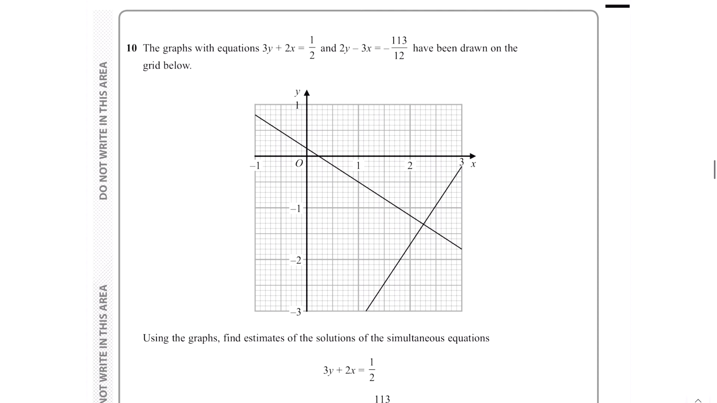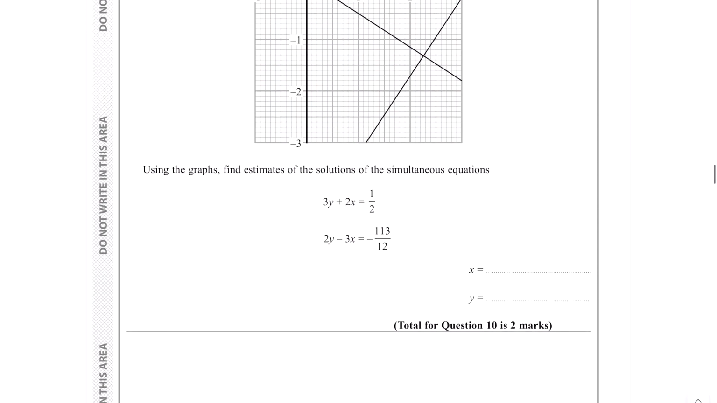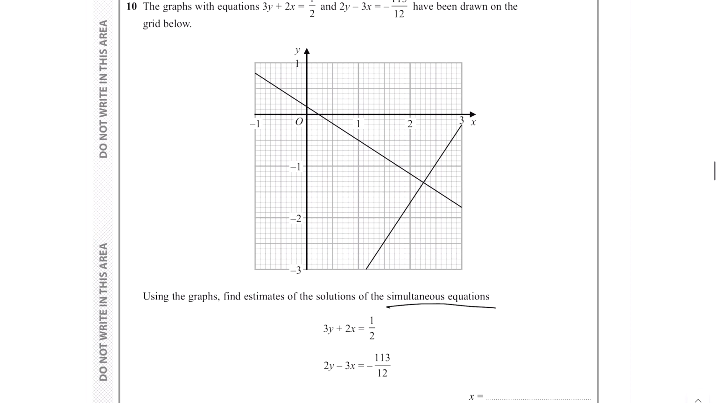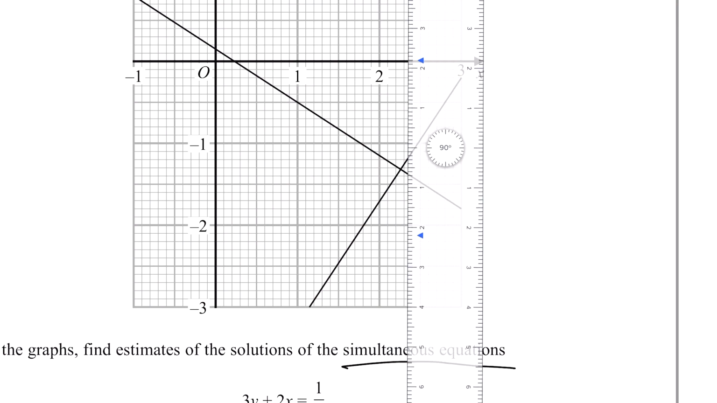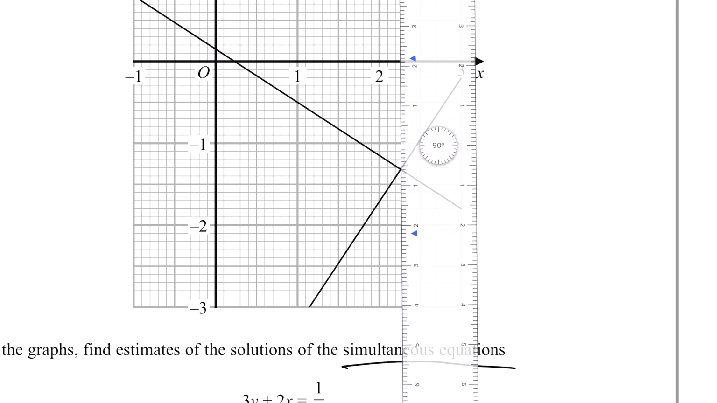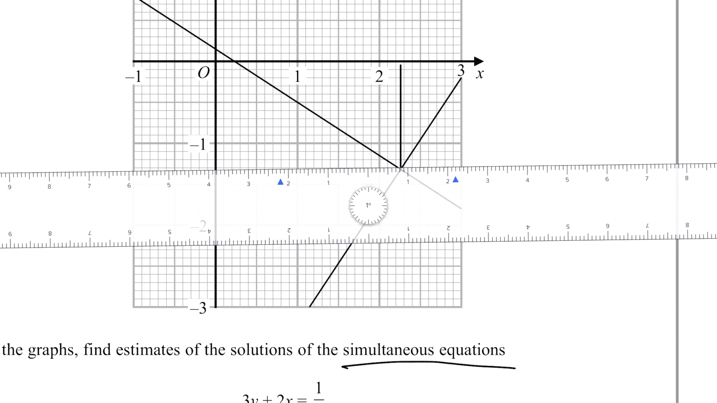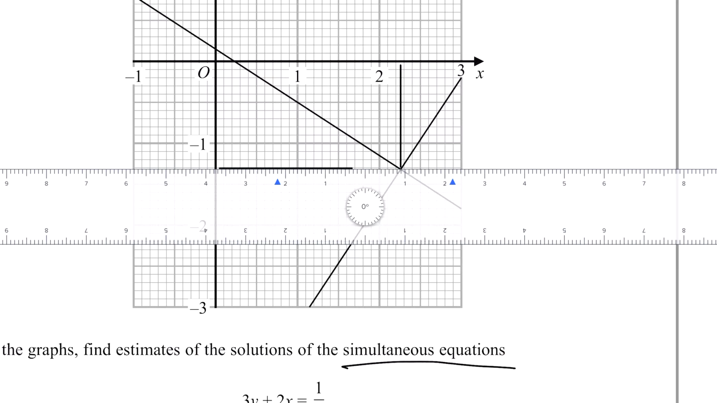The graph shows the equations for these two lines have been drawn on the grid. Use the graph to find estimates for the solution of simultaneous equations. So simultaneous just means where the two lines cross at the same time. So you want to be as accurate as you can with this. So you can always use a ruler. You're looking at the point where the two lines cross. You can draw a line up to the x-axis. That's that one there. And you're going to draw a line across to the y-axis as accurately as you can.